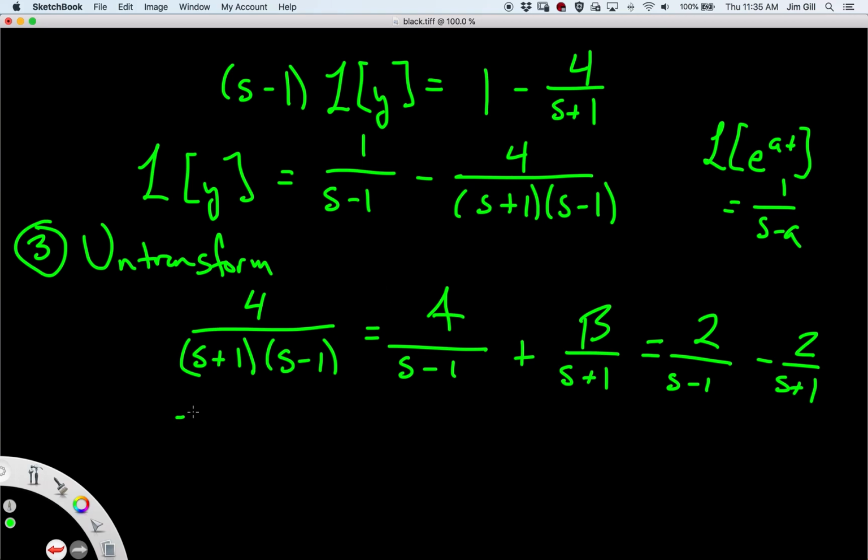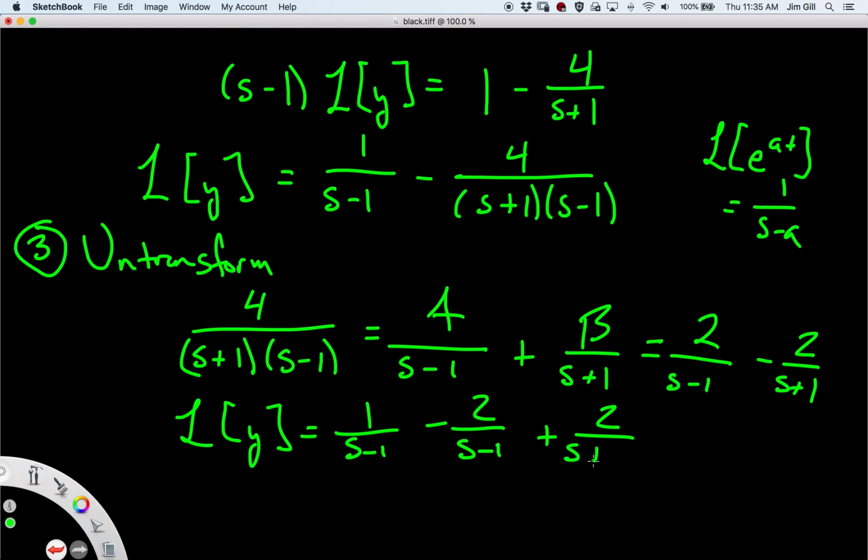So going back to our equation, we have the Laplace transform of y is equal to 1 over s minus 1 plus, we got a minus sign here, so that would be minus 2 over s minus 1 plus 2 over s plus 1. So altogether we have a minus 1 over s minus 1 plus 2 over s plus 1.